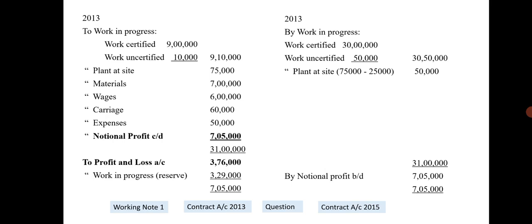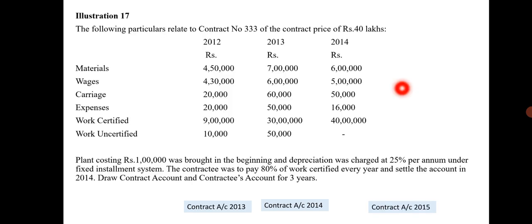Now there is one more account left, that is the contract account of 2014. In 2014 also, you can see in the question, they have given the basic expenses, work certified is given, work uncertified is not mentioned. So in this, it can mean that they have given it as nil value. So in some cases, if no information is given, it means that work uncertified is nil.